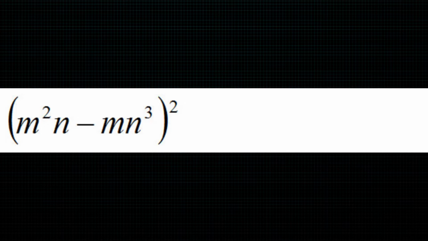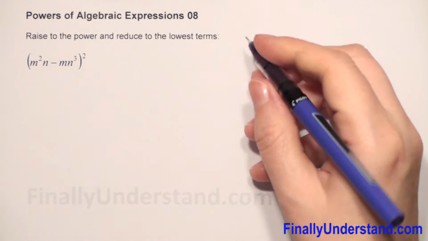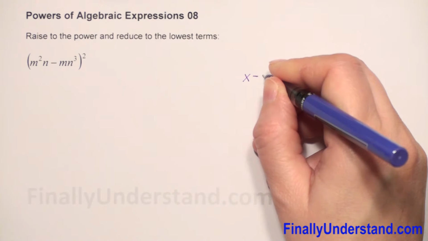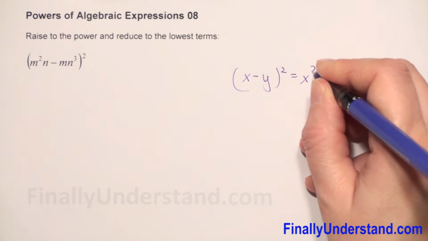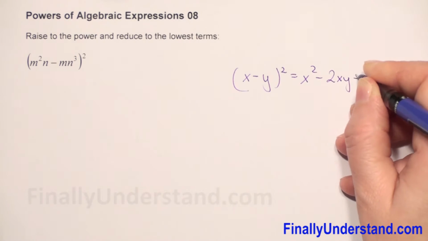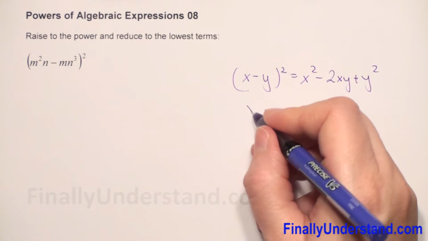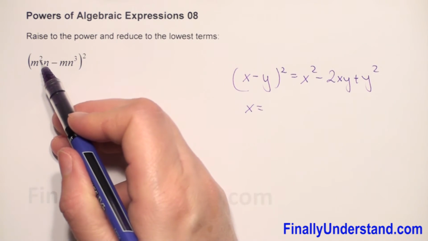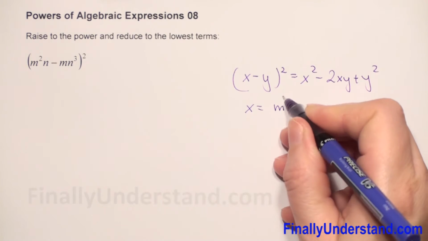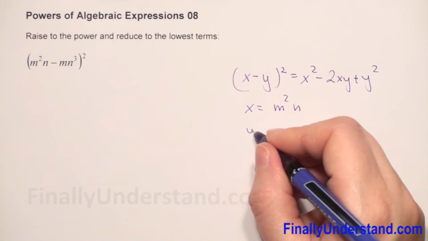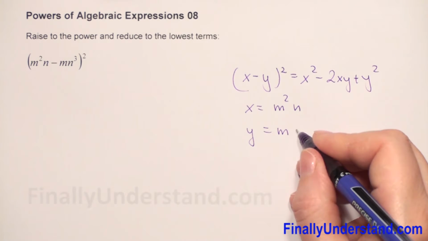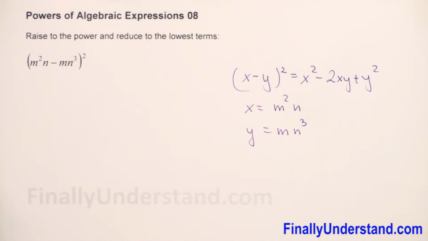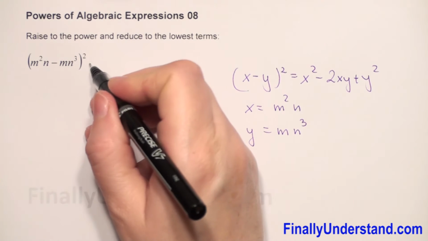We have square of difference. Let me remind you the formula. When we have (x - y) to the second power, this is equal to x² - 2xy + y². In our example, x is equal to m²n, and y is equal to mn³. So now we will just use this formula.